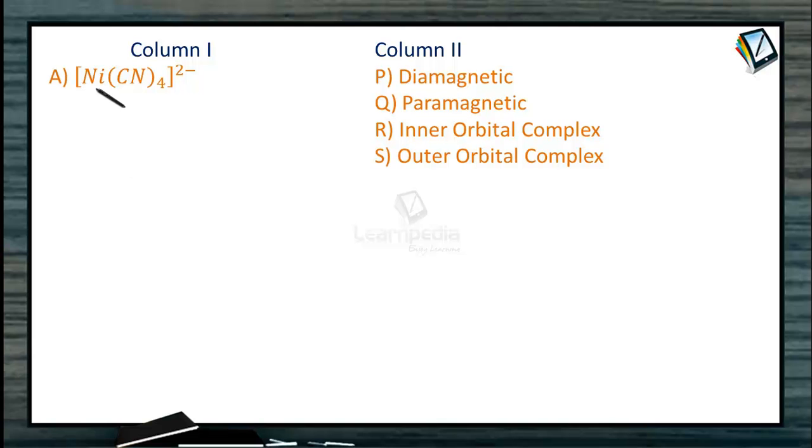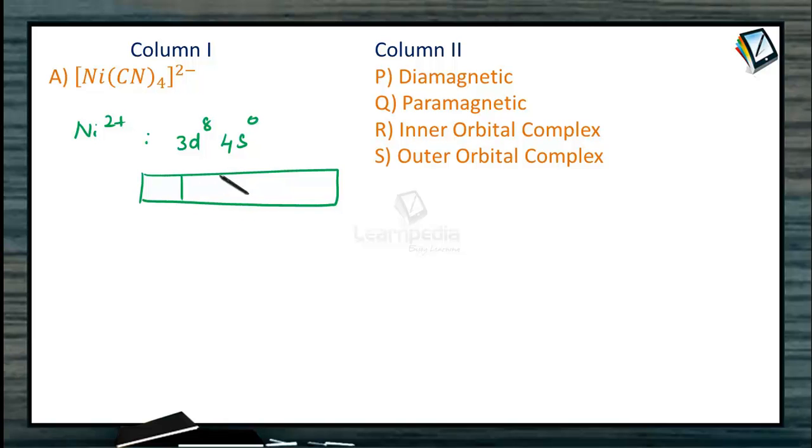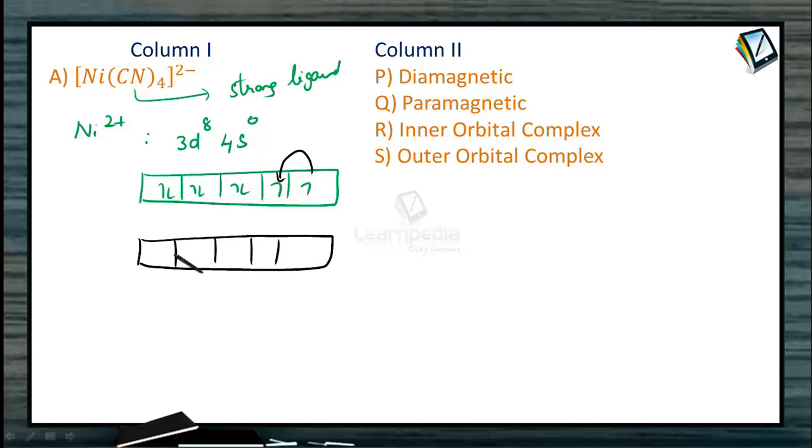Here the central metal is nickel and that is there in +2 oxidation state. Then what is the electronic configuration of nickel in +2 state? It is nothing but 3d8 4s0. Then here the 8 electrons in 3d we can write like this, isn't it? But here the ligands are cyanide, which is a strong ligand. So in presence of strong ligand, these electrons get paired up against the Hund's rule. So we get the electronic arrangement like this, in which there are no unpaired electrons.